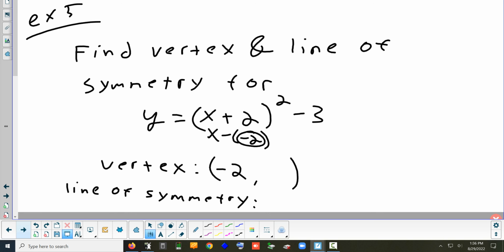And then it's also going to move how? 2 units left and 3 units down. There's your vertex.